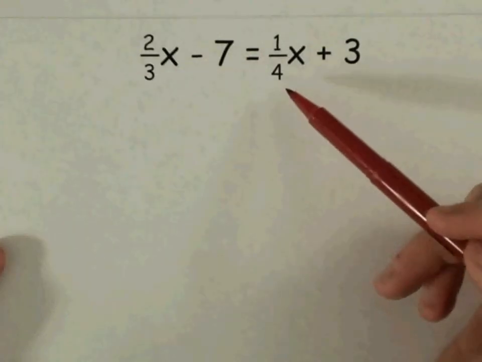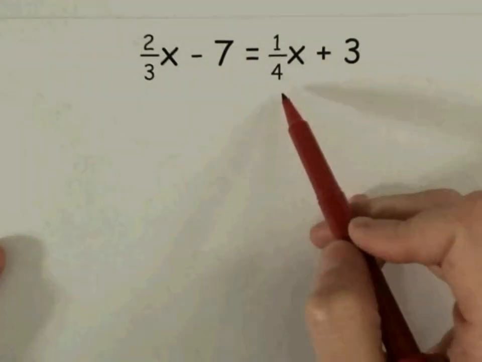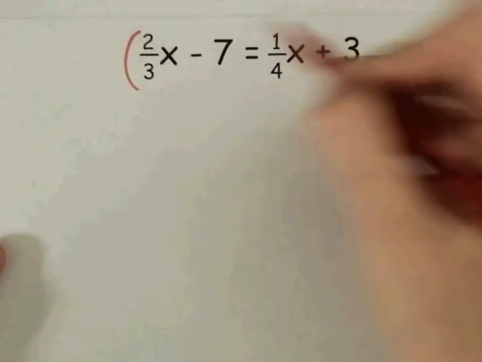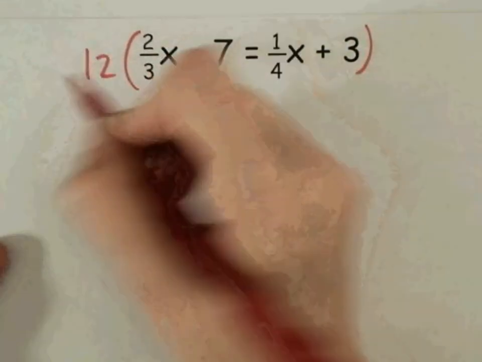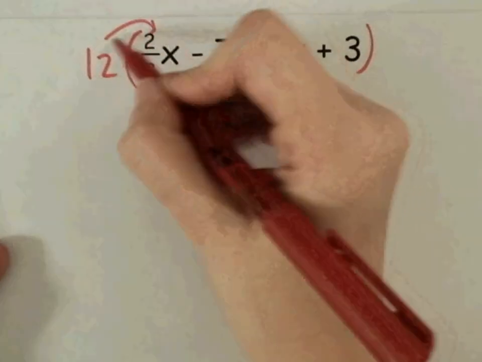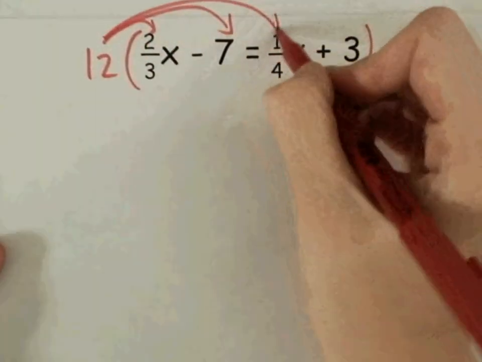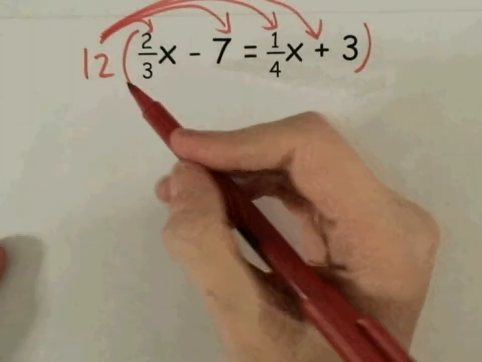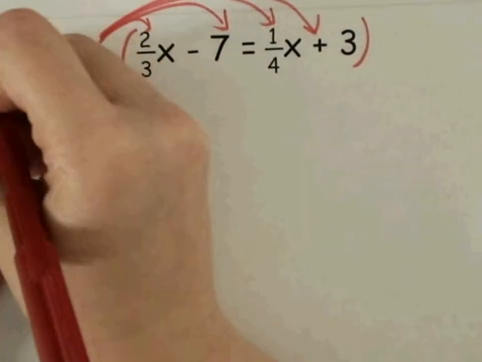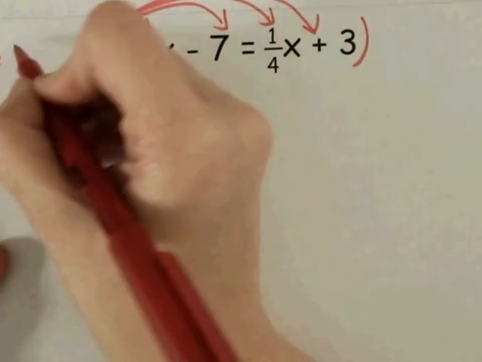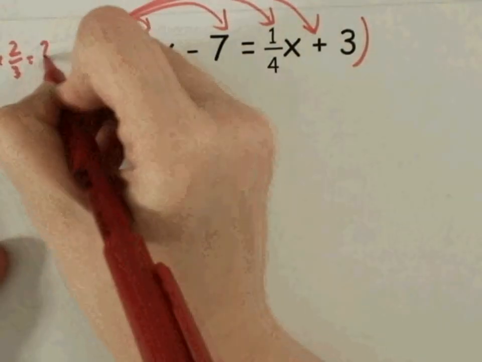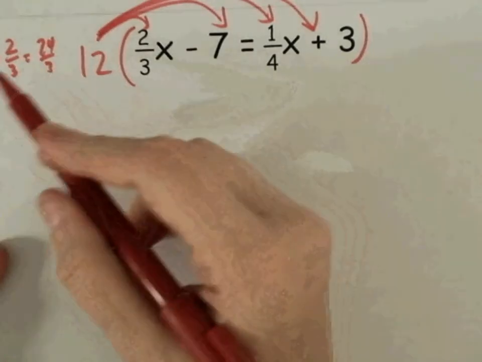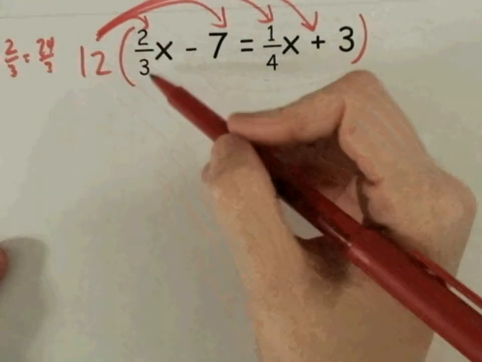The way we're going to deal with this fraction situation is we're going to find the common denominator of 3 and 4, and that common denominator is 12. And then we're going to multiply everything by it. So we're going to distribute a 12 to everything in this equation. So when I multiply fractions, yes, I could do 12 over 1 times 2 over 3, and that's 24 over 3, which works out to 8. That looks great, but I don't want to have to write that much.